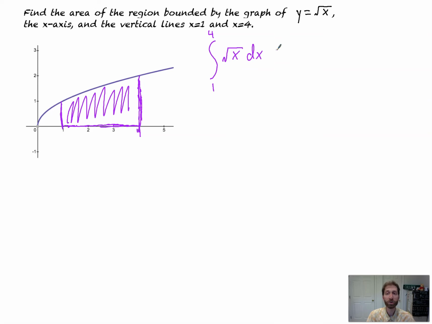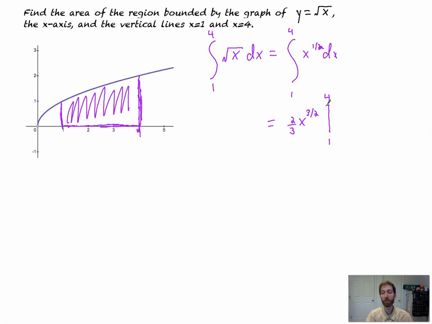So what's the antiderivative of this? Well, remember that this is x to the 1/2, right? So I'm looking at this and thinking it's the integral from 1 to 4 of x to the 1/2 dx. From here, I'm going to add 1 to that power, divide by that new power I get, and we get x to the 3/2. And then division by 3/2 would be 2/3, evaluated from 1 to 4.